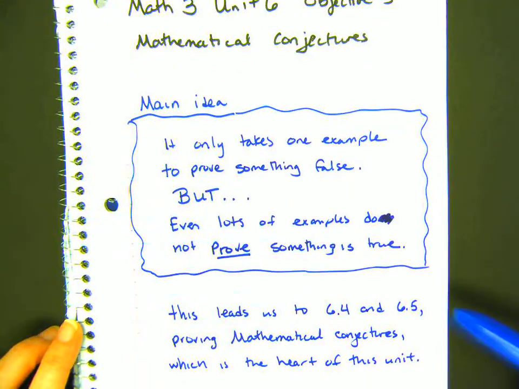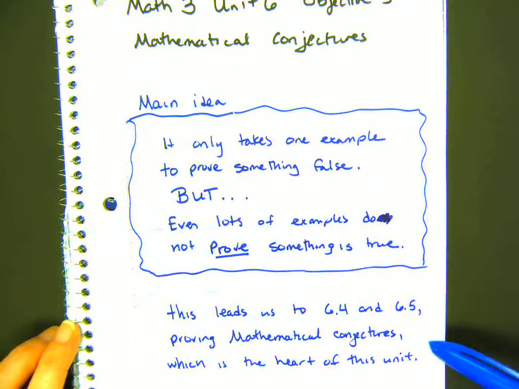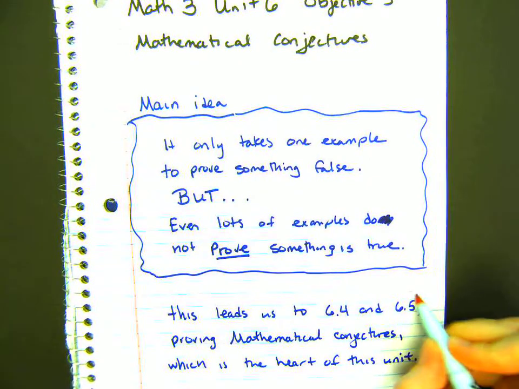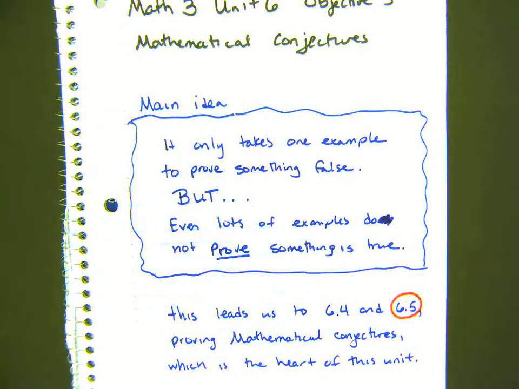And that's going to lead us to 6.4 and 6.5, proving mathematical conjectures algebraically, which is the heart of this unit. In this particular year, I would tell you that 6.5 is the one you should probably do. 6.4 takes us to more complicated things. They're actually easier algebraically, but harder conceptually to understand. And so that's why it's first, because it's easier algebraically. But they involve proofs with even and odd numbers.